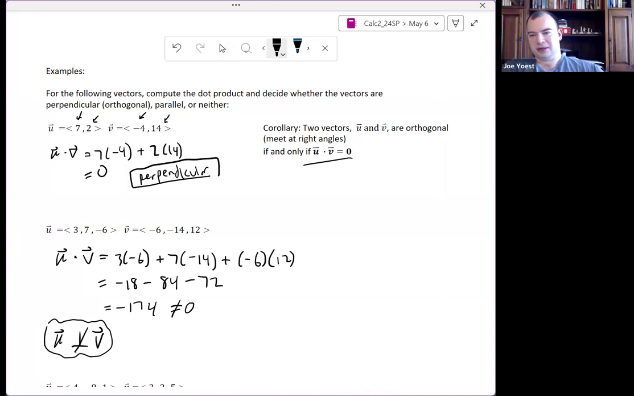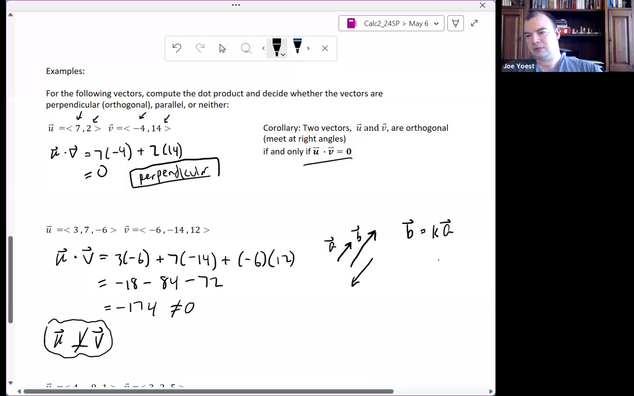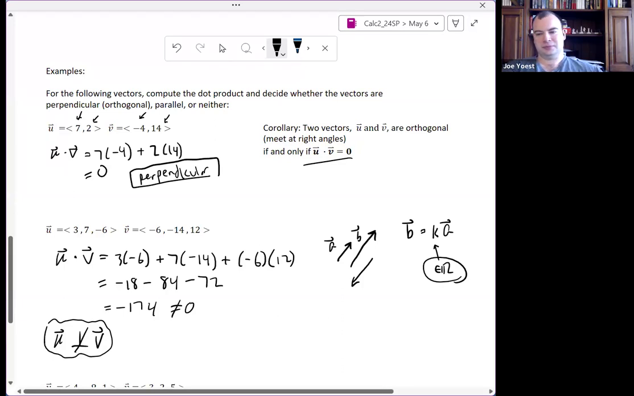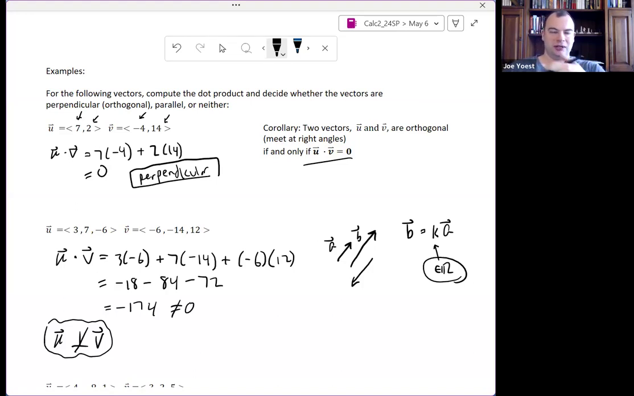How do I tell if two vectors are parallel? How do I tell if two vectors have the same direction, but just a different magnitude, or possibly exactly the opposite direction with a different magnitude? Well, remember, for me to keep the direction the same and change the magnitude, that's when I multiply it by a scalar. So if this was vector A and this was vector B, if I can multiply one of the vectors by a real number and get the other vector, then the two vectors are parallel. And they're parallel and pointing in the same direction if that real number is positive, pointing in the opposite direction if it's negative.